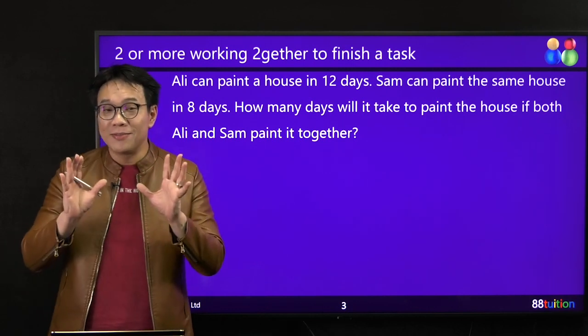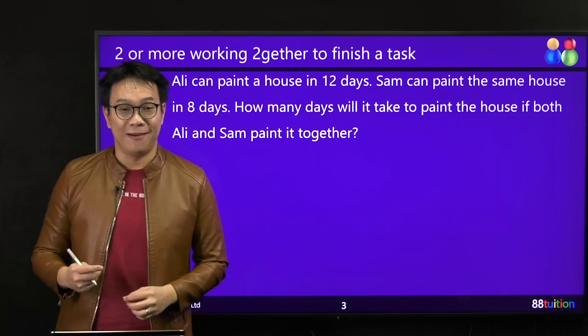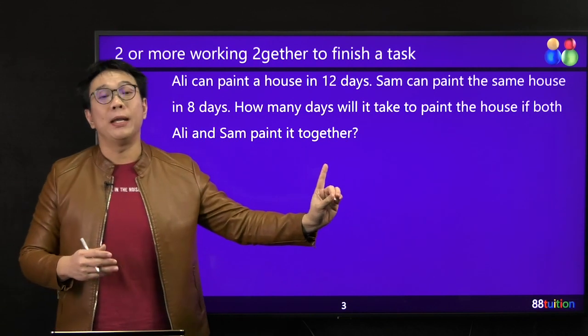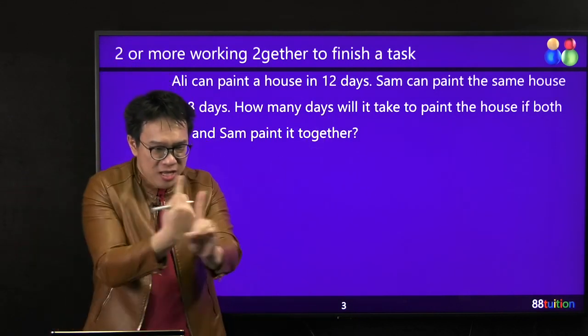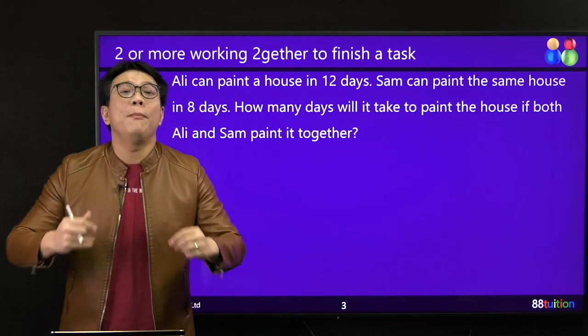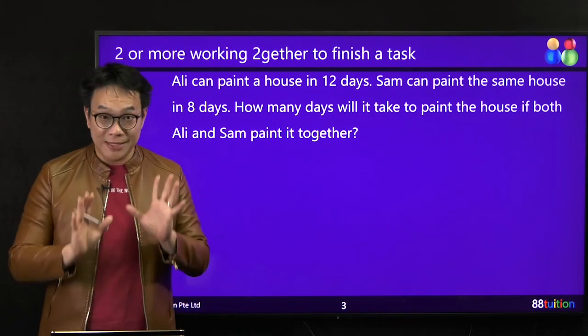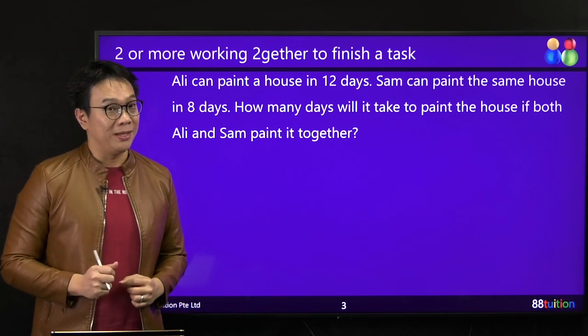You must find in terms of 1 day first. All right. So Ali in 1 day can paint how much of the house? Sam in 1 day can paint how much of the house? Then in the same 1 day, how many parts of the house are painted? This type of question must be done this way.